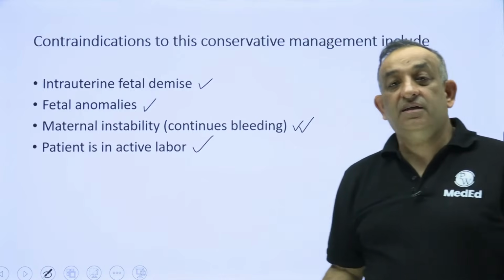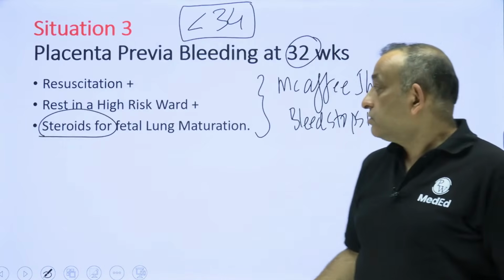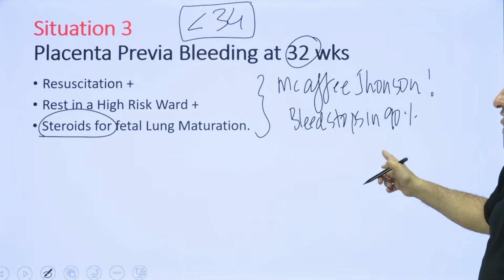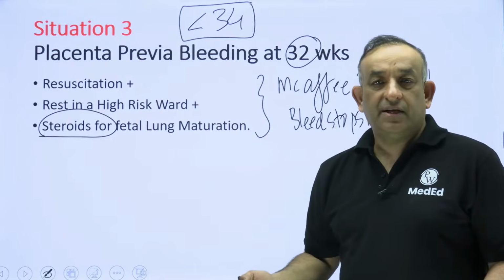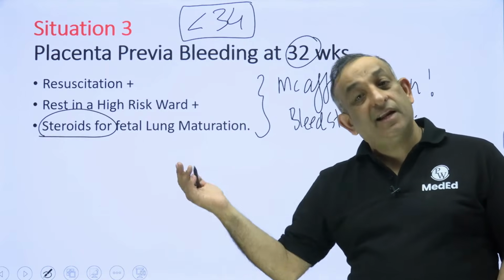All of these are conditions where you cannot do the conservation. So conservative management stops the bleeding in 90% of patients. You send the patient to the ward after 24 hours if the bleeding has stopped, and she'll be in the ward for one more day and then she can actually go home.